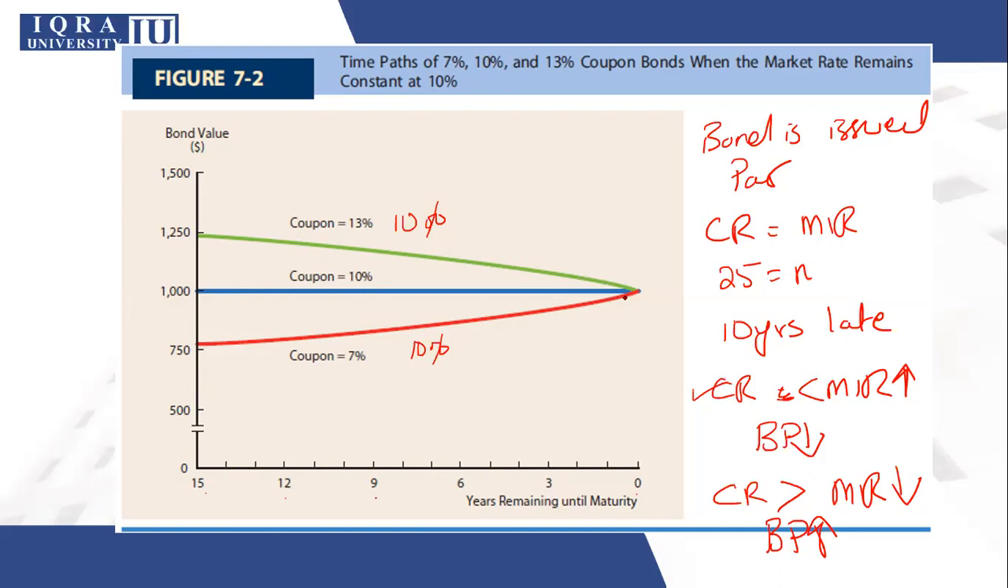In this diagram, it has been assumed that the market interest rate is not going to change for the next 15 years. If it does change, then this graph will not look like this actually. It is going to change because the bond price is going to keep fluctuating as well.